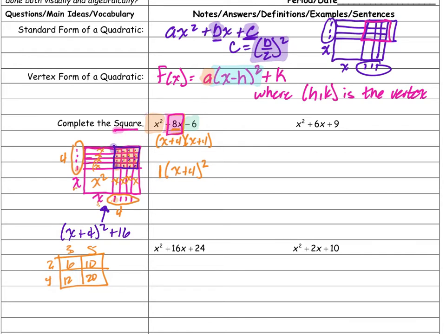But that's not what my equation says, right? My equation says minus 6. So how do I get from 16 to minus 6? How many 1s do I have to add or subtract to get from 16 to minus 6? That's the question. Because I want this equation to be true, not my square.